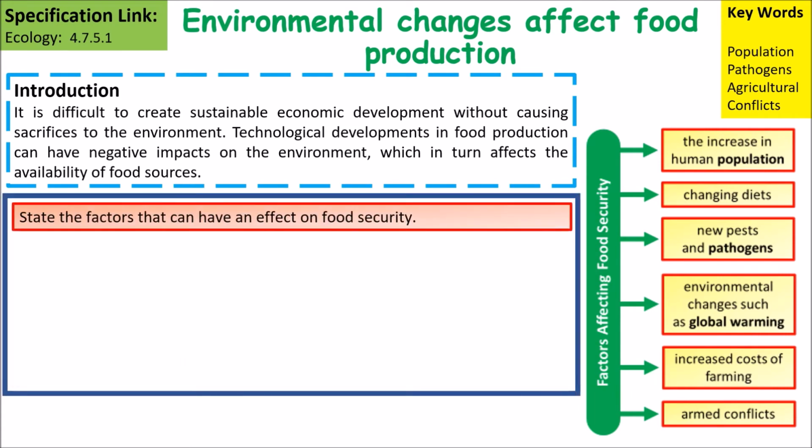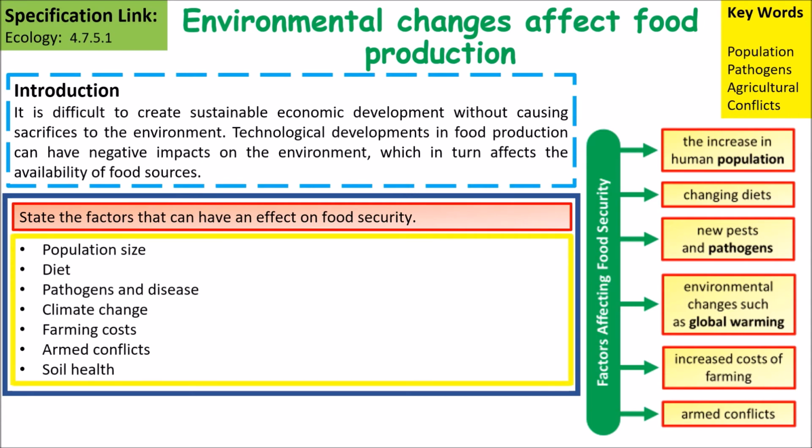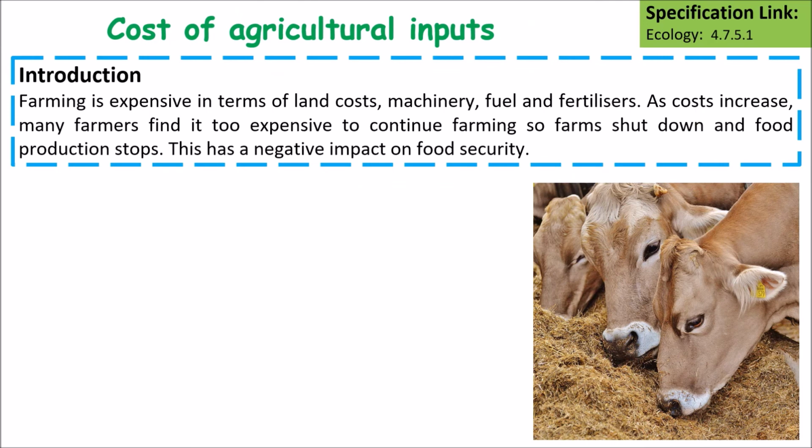So if we're looking at stating the factors that can have an effect on food security: population size, diet, pathogens and disease, climate change, farming costs, armed conflict, soil health. There is a very, very long list of things that you could have for this. Farming is expensive in terms of land costs, machinery, fuel and fertilisers. As costs increase, many farmers find it too expensive to continue farming, so farms shut down and food production stops. So this has a negative impact on food security.